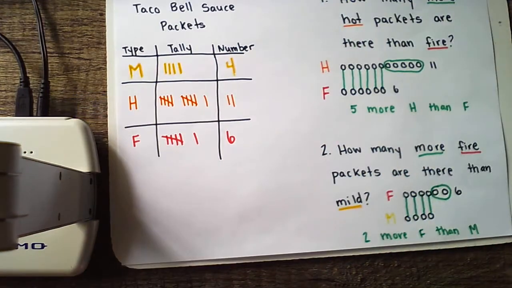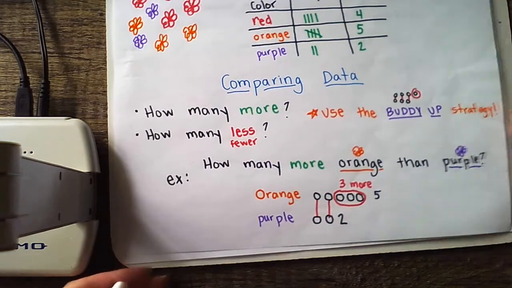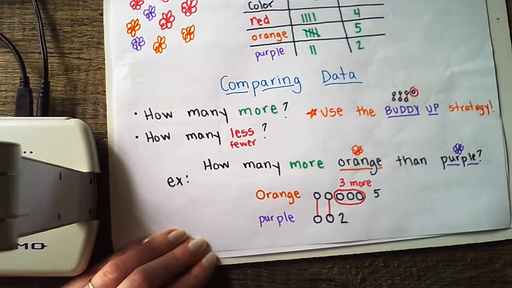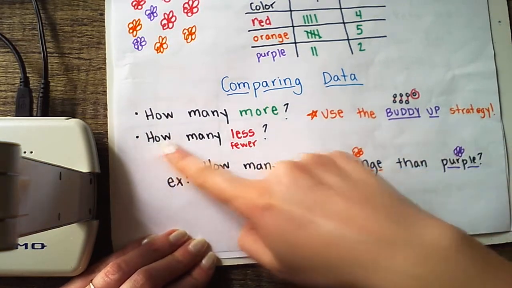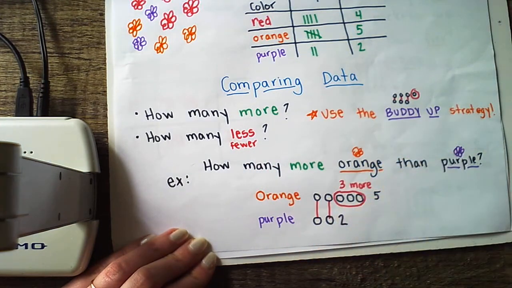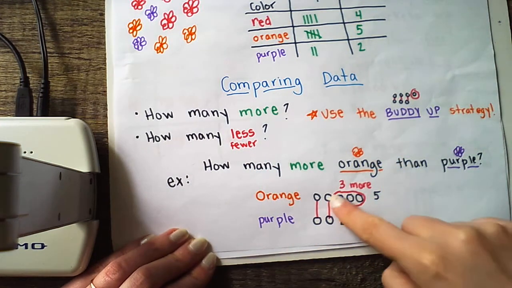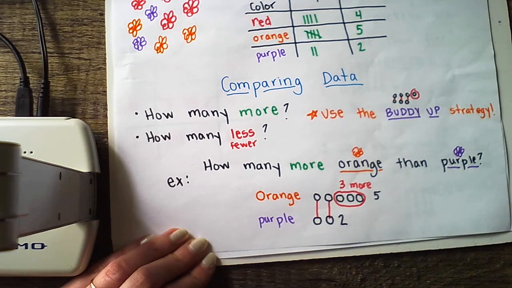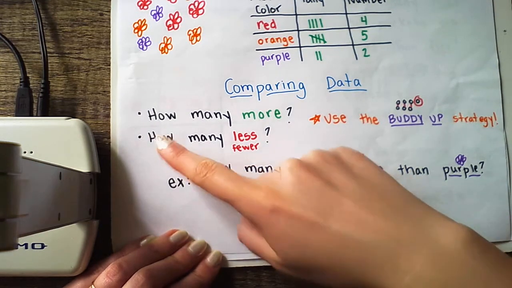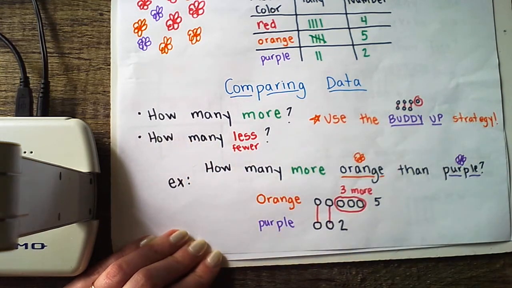Great. When we are comparing data, the buddy up strategy is going to be helpful. We can use it either to help us find how many more we have in one category over another, or how many less or fewer. The buddy up strategy is going to show you what is the same about both categories, and then those leftovers are going to tell you how many more. Tomorrow, we're going to use the buddy up strategy again, but we're going to use it to find how many less or how many fewer.